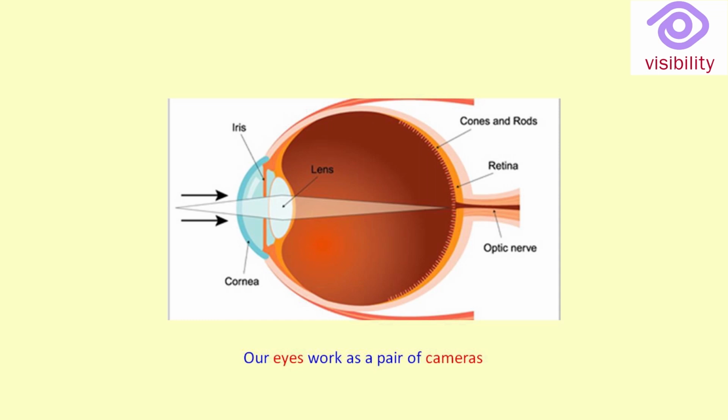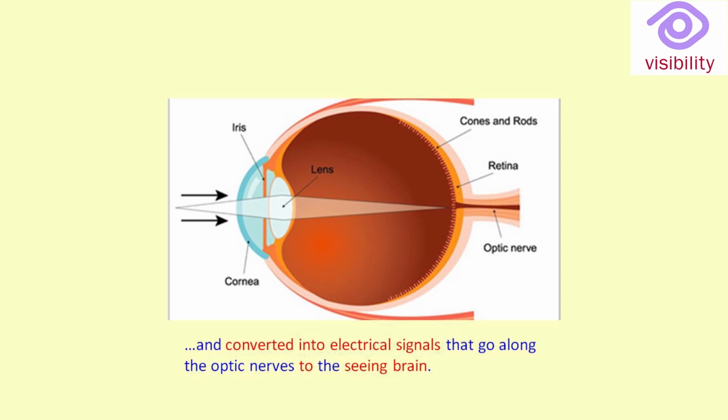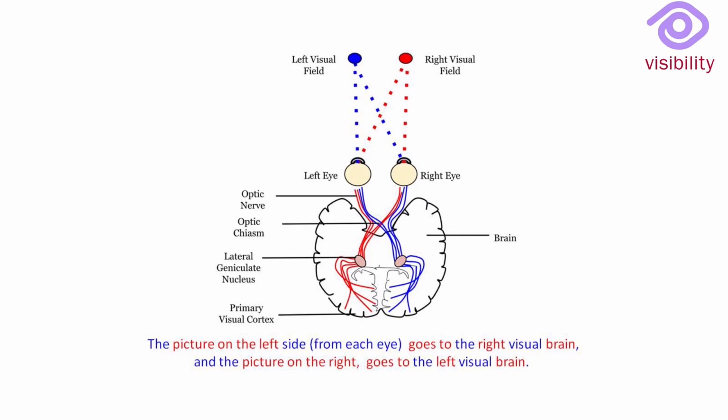Our eyes work as a pair of cameras. The picture is formed on the retina at the back, and it's converted into electrical signals that go along the optic nerve at the back to the seeing brain. And in this diagram, where there is a blue ball at top left and a red ball at top right, the left visual field comes into the eyes and is passed to the brain at the back on the right. So the picture on the left side from each eye goes to the right visual brain, and the picture on the right side goes to the left visual brain.